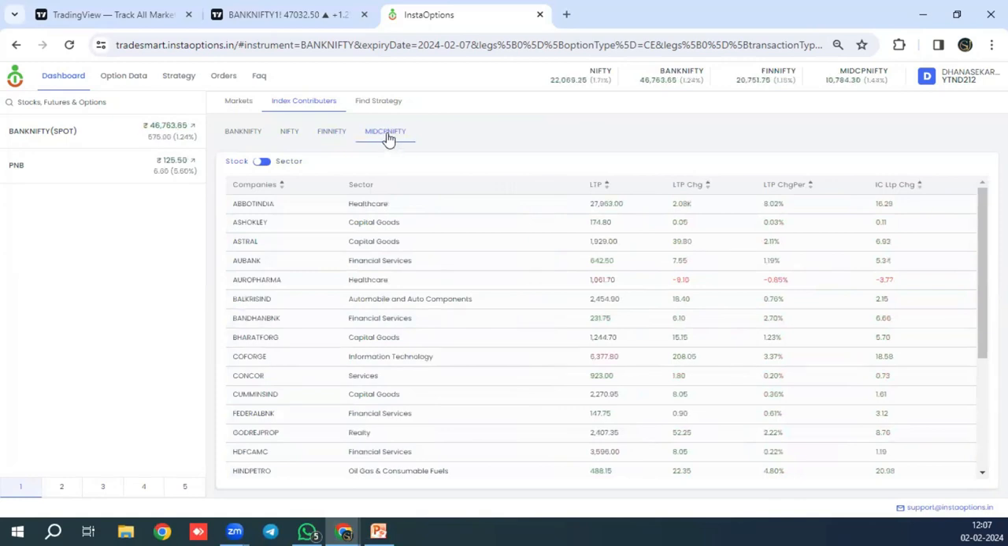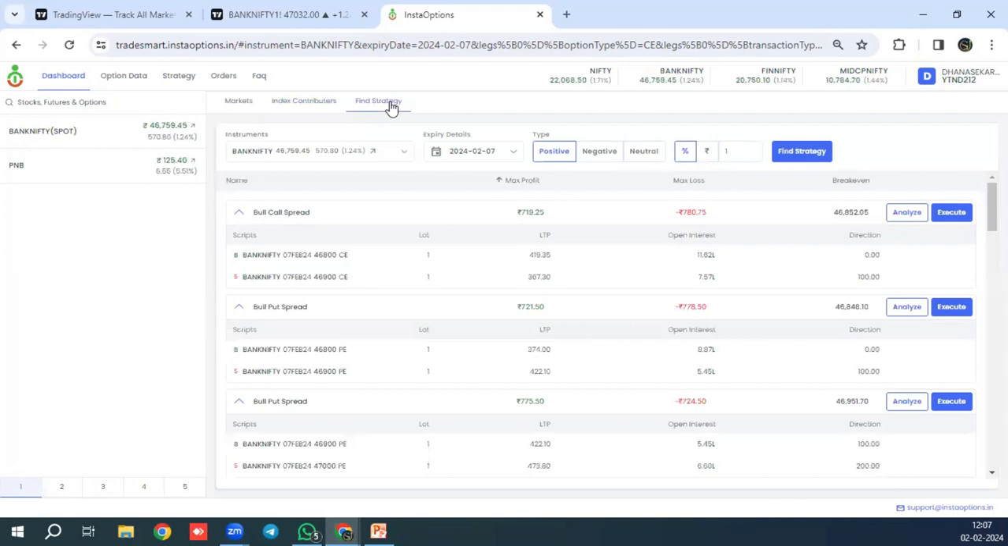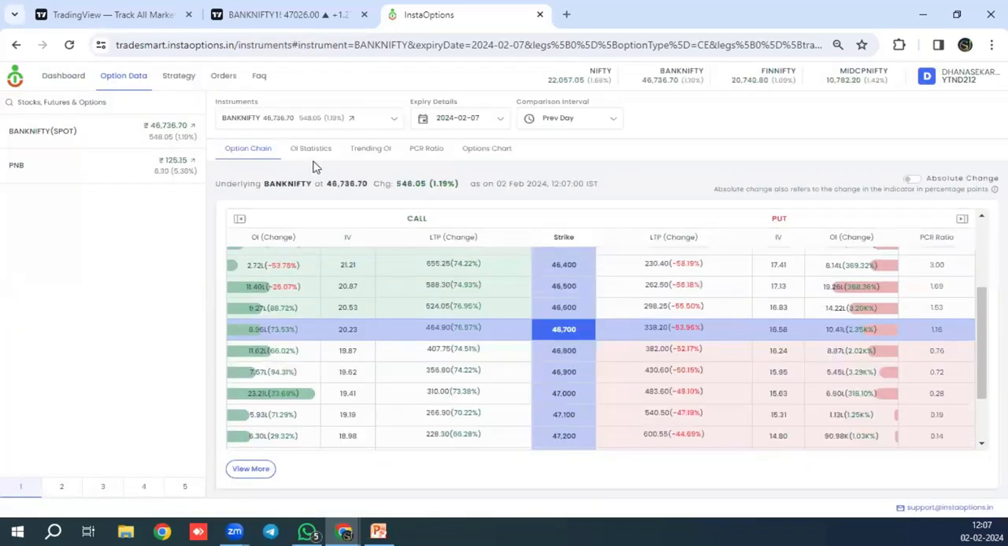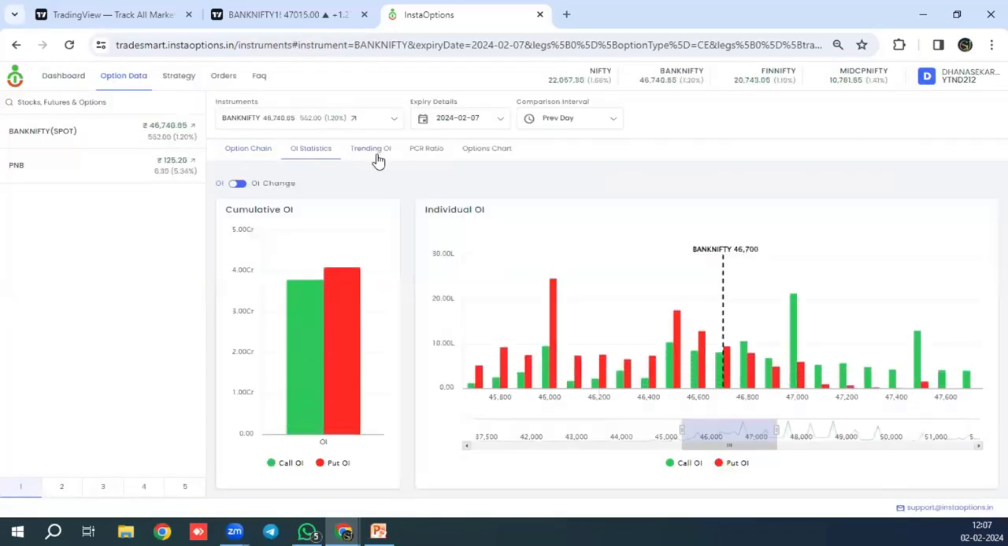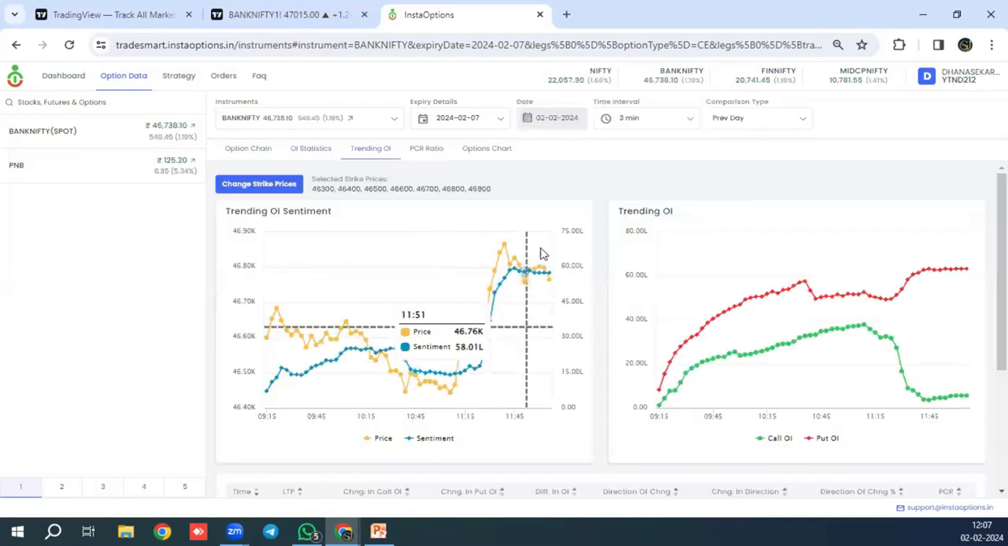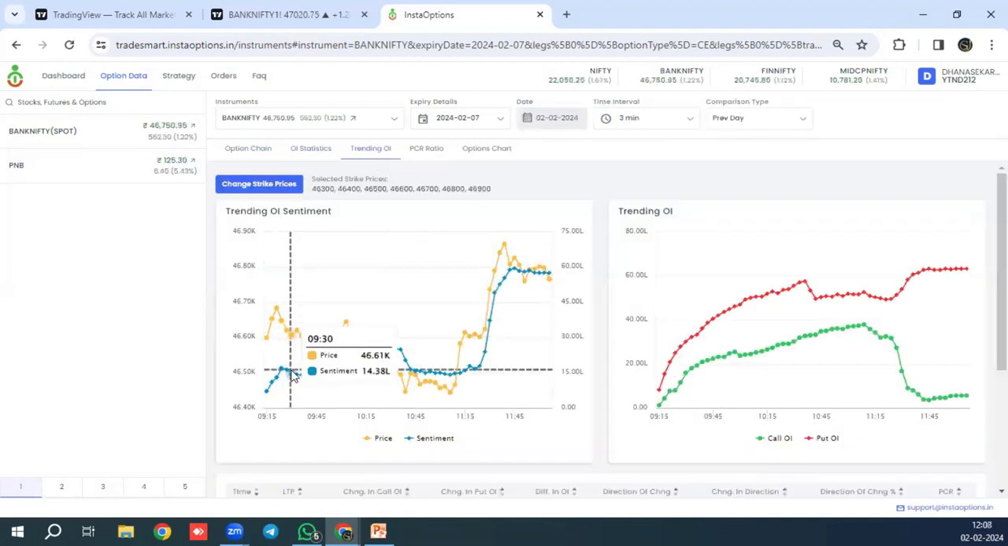So once you find your direction, then you can go to find strategy. And if you are positive, if you are bullish, then you can select which index or stock, and then you can select the expiry and you can find the strategy. Now let me change to negative, and we can go to find strategies, and you can execute the trades according to your view. Okay. So after this, we have options data, we have option chain, OA statistics, and trending OA. So this is what is our topic for today. We are going to go with trending OA sentiment.